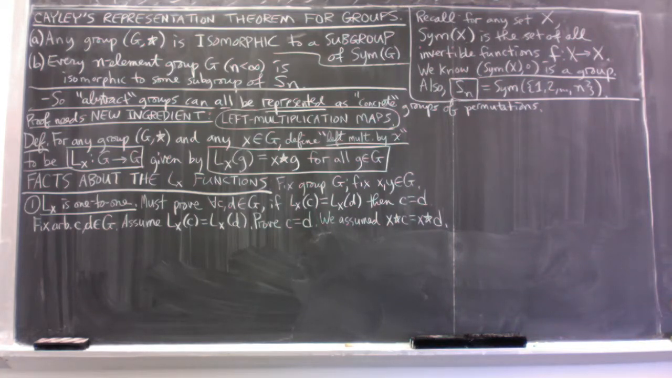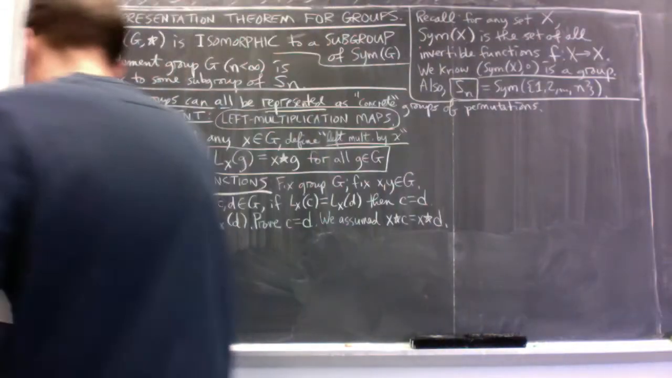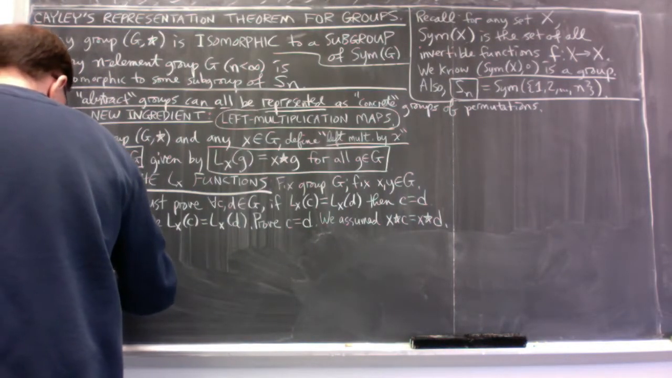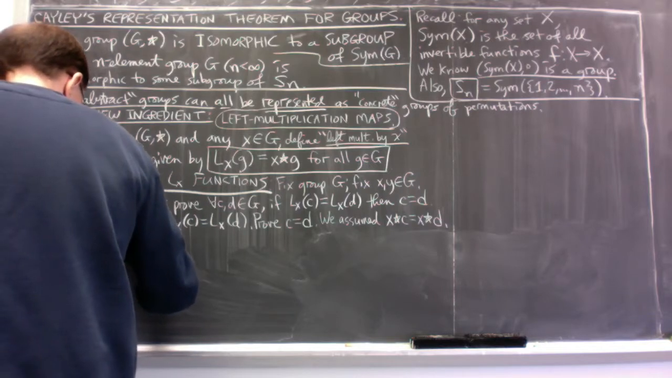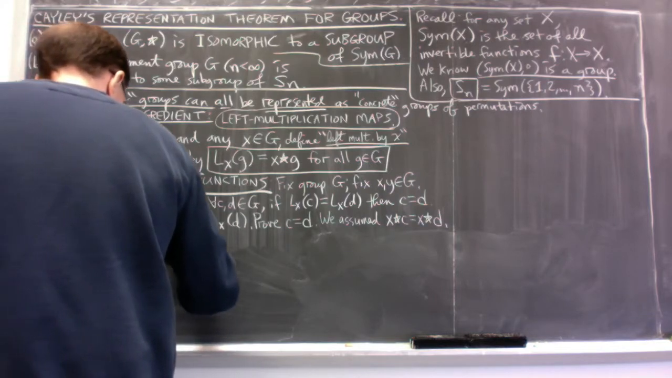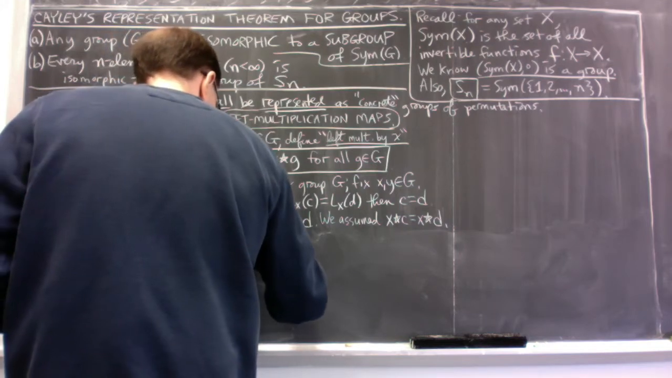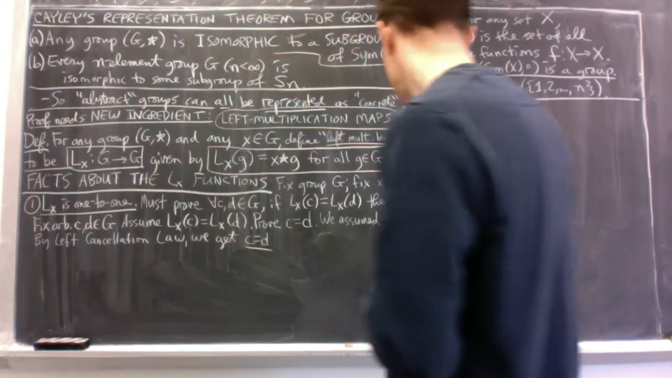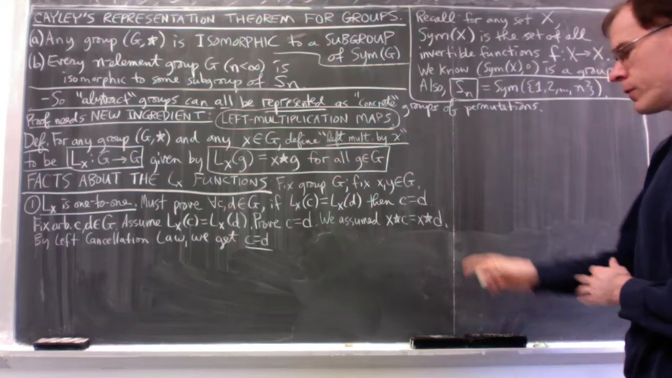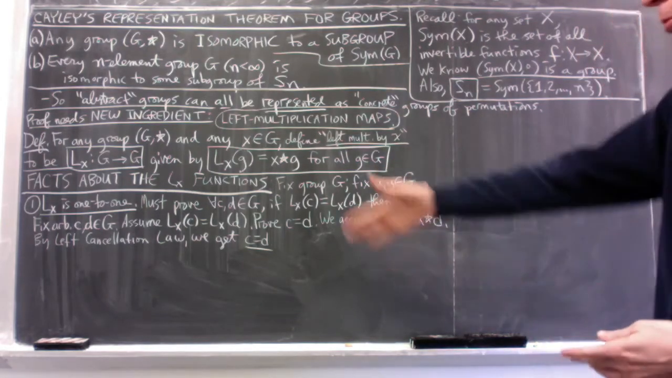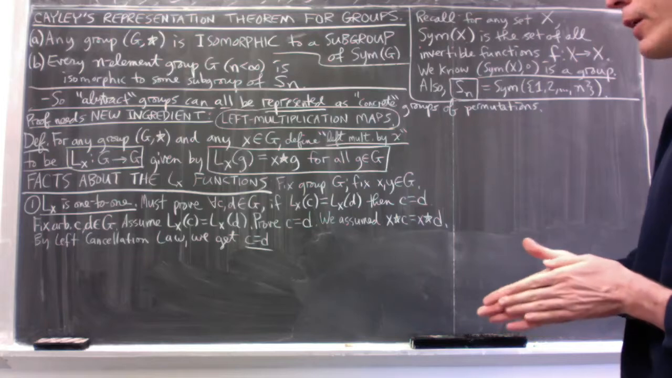And we have a theorem about that from a long time ago. Remember the left cancellation law? We can cancel the x, and we get C equals D. So in fact, saying this is one-to-one is exactly the same statement as the left cancellation law, but in a slightly more abstract way, because we're referring to the function now, the Lx function.